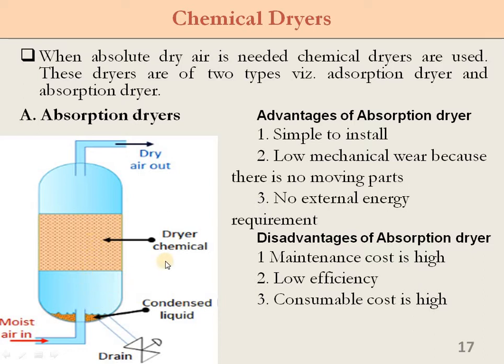It consists of the dryer chemical, that is the chemical bed, and the dry air goes out. This is the inlet for the compressed air, which you pass through this absorption type dryer. This is a drain exit valve, and the condensed liquid collects at the bottom of this container. This is the basic schematic representation. In the absorption type dryers, they basically use calcium chloride as the chemical agent.